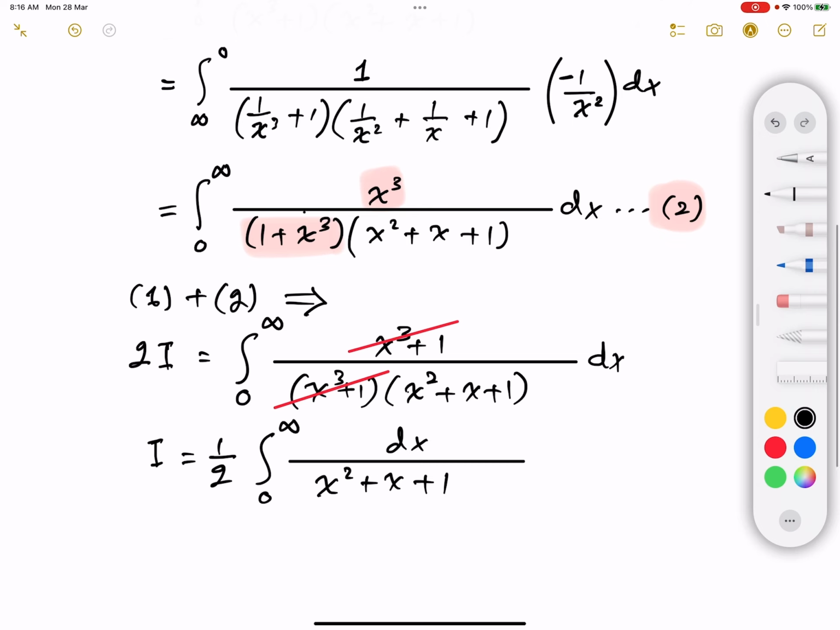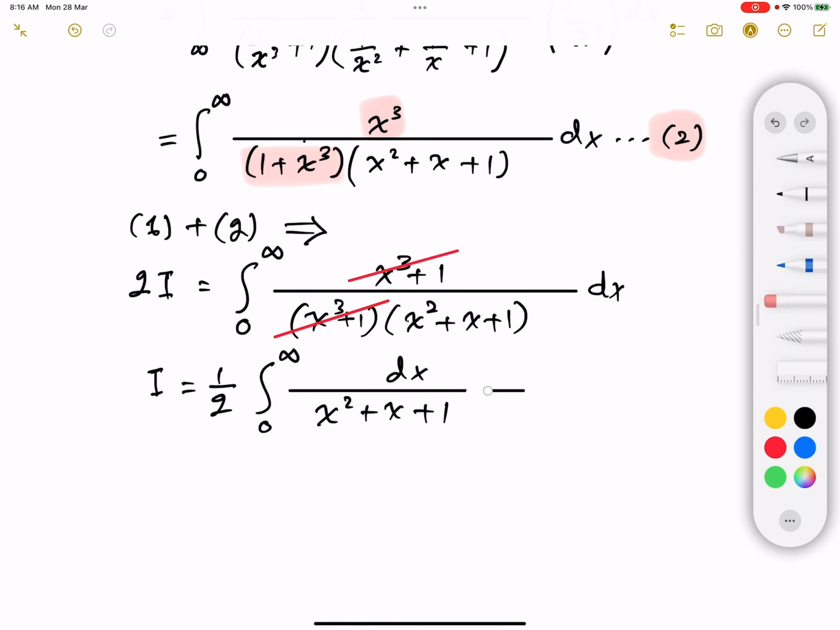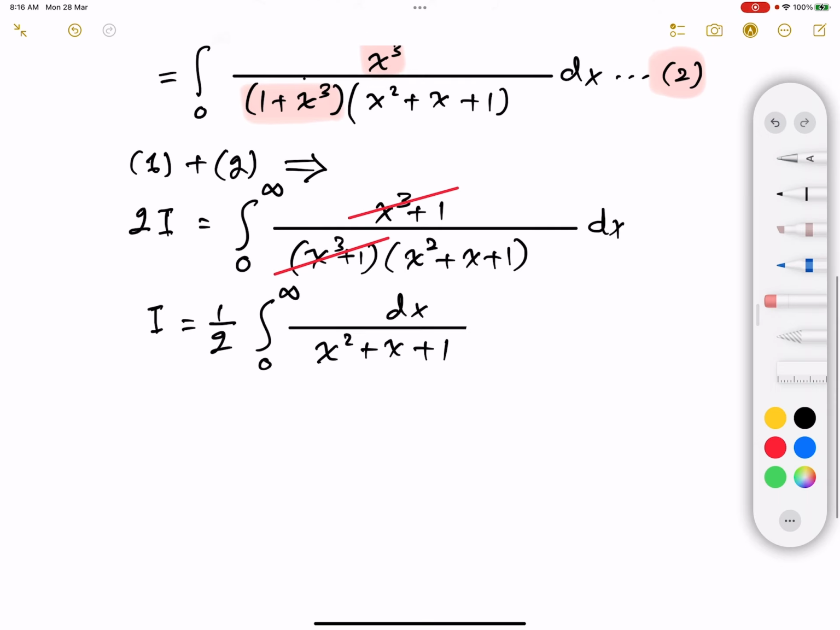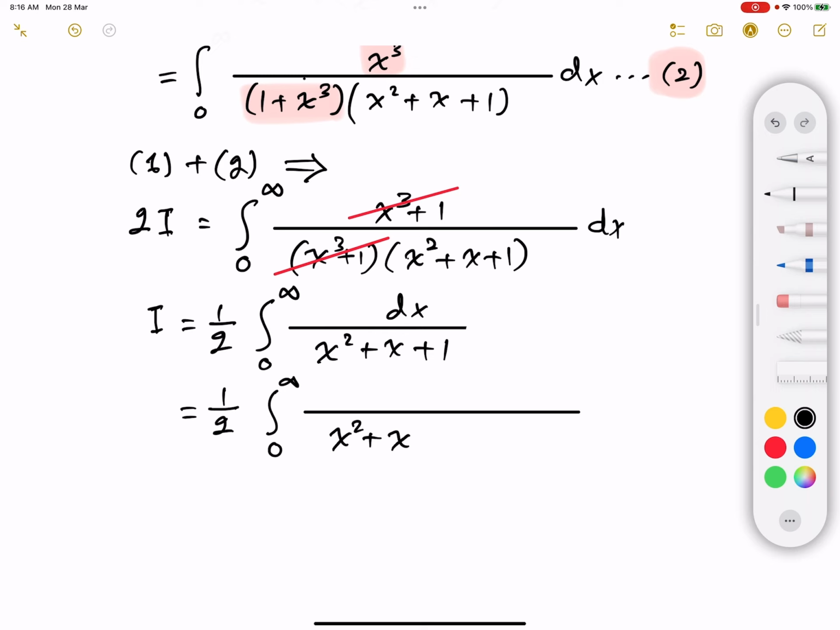Now, to solve for this integral, of course, we can use the tan inverse substitution. So the trigonometric substitution: first of all, we need to complete the square in the denominator, and then we can let x after completing the square. That would give us half the integration from 0 to infinity, and then x squared plus x.